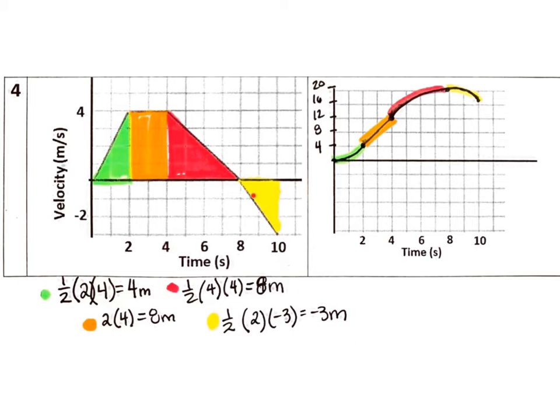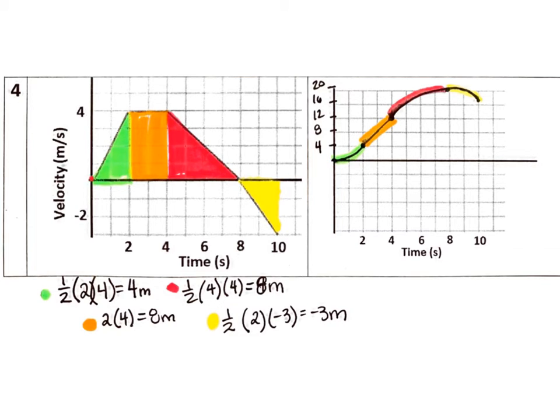Remember, anything below your x-axis is going to be negative. Anything above it is going to be a positive area, like those 3. Okay, so then the hard part is making your position graph. So for the first one, your area was 4. You start from 0 and go up to positive 4.